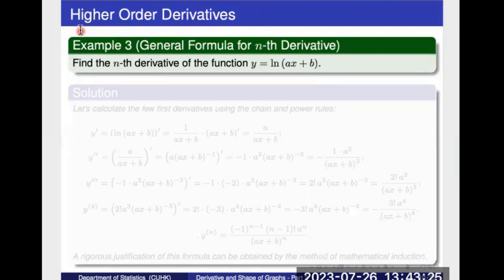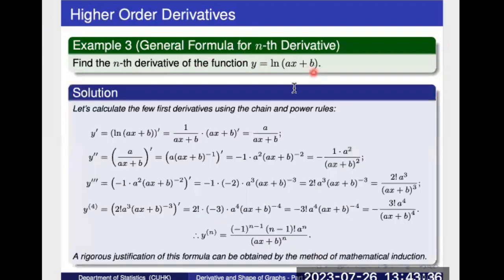Now let's see if we can find a general formula. For this third example, we will derive a general formula for the nth derivative of y equals natural logarithm of ax plus b. To find this formula, we can use the chain rule repeatedly and observe a pattern. The first derivative is a over ax plus b by the chain rule. The second derivative is negative a squared over ax plus b squared by applying the power rule.